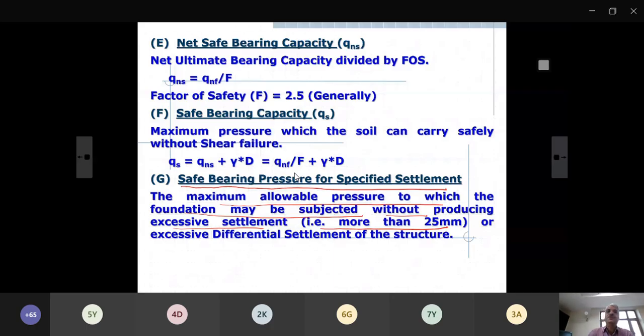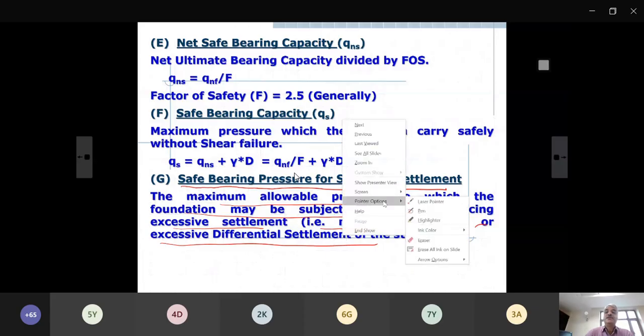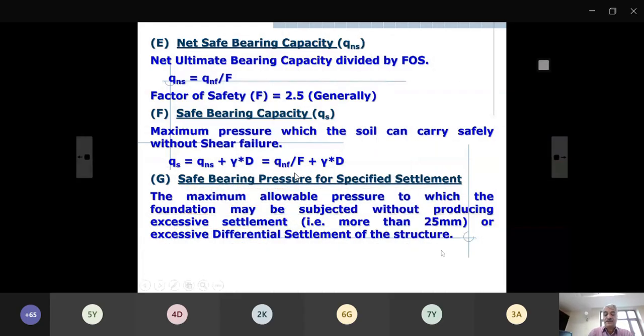Somewhere I will tell you. You can increase this also, depending on how sensitive your structure is and how much the total is. But normally by default we say settlement of 25 mm or excessive differential settlement. So that pressure is called safe pressure from specified settlement point of view.